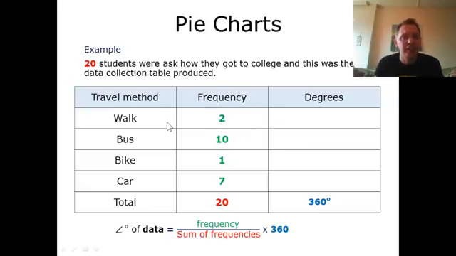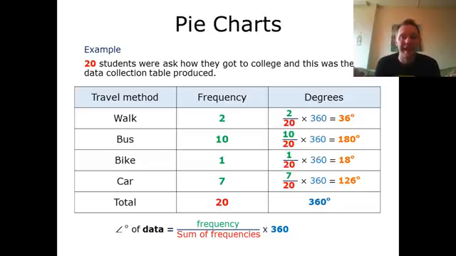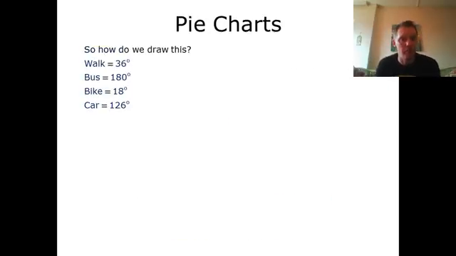So let's see this in action. Here we've got methods of transport for 20 students. If they got to college, we've got walk, bus, bike, car, and of course our total. 2 in our frequency, which means 2 people walked, 10 took the bus, and we're going to be using our formula. So 2, which is our frequency, divided by 20, which is our total, times by 360, gives me 36 degrees. 10 divided by 20 gives 180 degrees, then 18 degrees and 126 degrees. And now I could actually use those degrees to draw my pie chart.